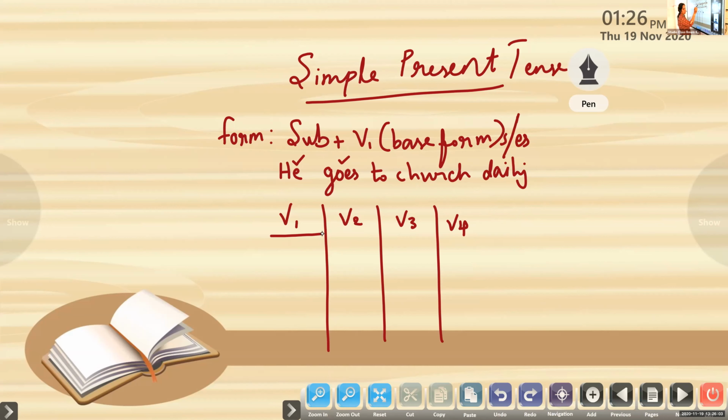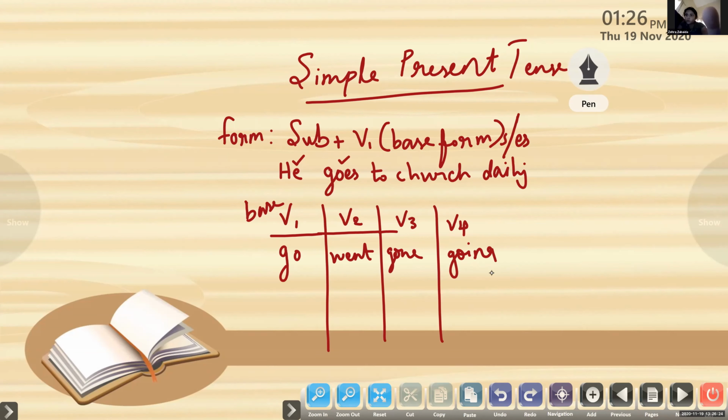V1 is something which we are learning now. I'll give you one example. And what is a V2? What is a past tense of go? Any idea? Past tense of go. Went. Yes, very good. Went. Go. And this is a past participle. Gone. Present participle is going. Go, ing.